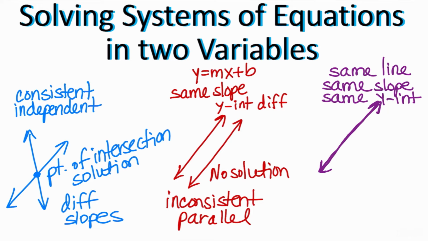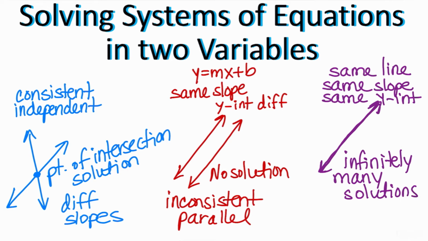So because I have one line on top of the other, how many times do those lines meet? How many points of intersection do they have? They have infinitely many points of intersection. They touch all the time. So we're going to say that there's infinitely many solutions. And just like before, this system is consistent because it has solutions, but this time it is consistent and dependent because in order for one line to fall exactly on top of the other, they have to be dependent on each other.